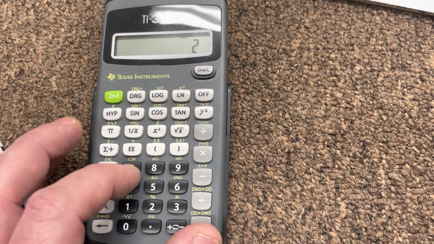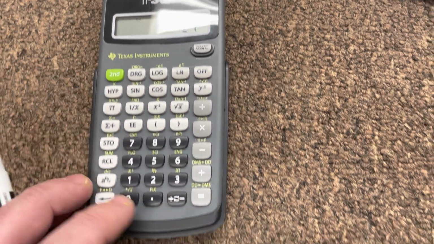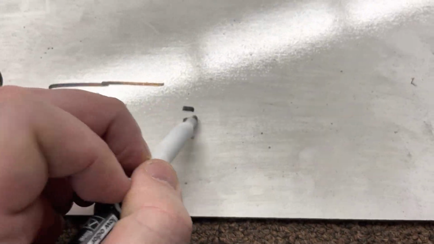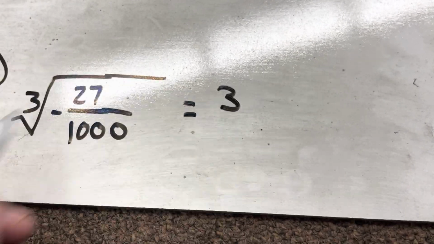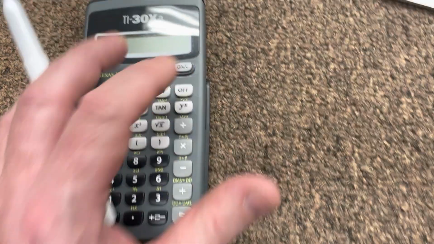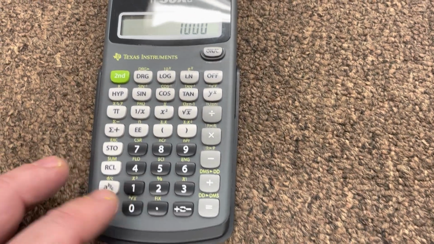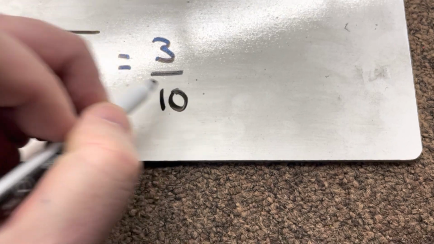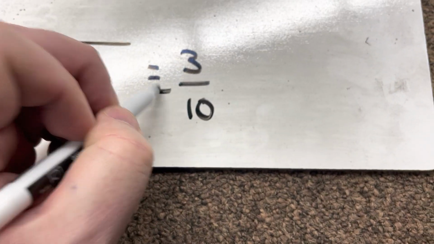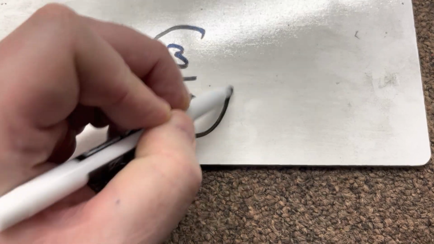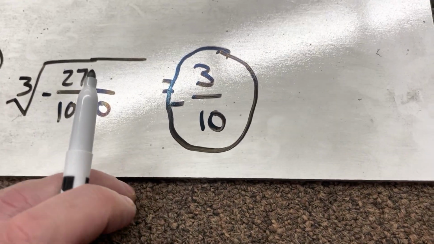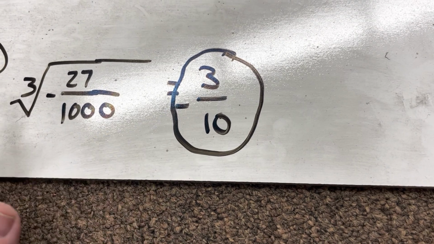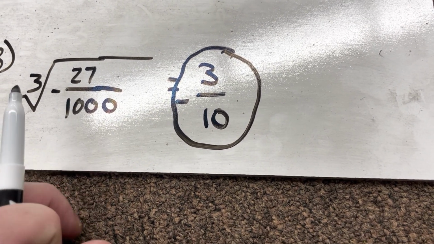Let's go 27, second function, cube root. That's going to equal 3. I think it read it differently in my calculator. And then we're going to go 1,000, second function, cube root, and I get 10. So 3 over 10. But I know it's going to be a negative. Negative 3 over 10. That tells me that negative 3/10 to the power of 3 is going to be negative 27 over 1,000.